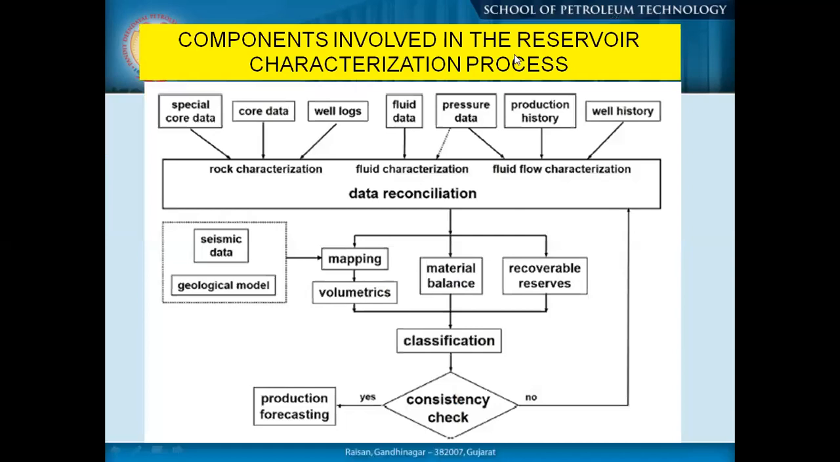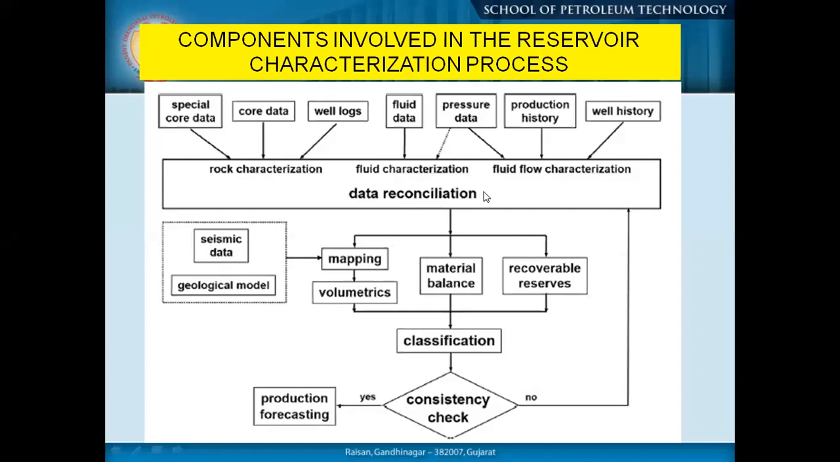So, components involved in the reservoir characterization process. I already discussed this part. You see initially all the data. Here you have core data, log data, fluid data, PVT, pressure data. This is actually pressure transient. You can see fluid characterization, fluid flow characterization also. That means the reservoir understanding. Then this is the production history, the production people, that means at what rate the well is producing. Initially we generally require all the data: this data for rock characterization, this data for fluid characterization, and the fluid flow means reservoir characterization.